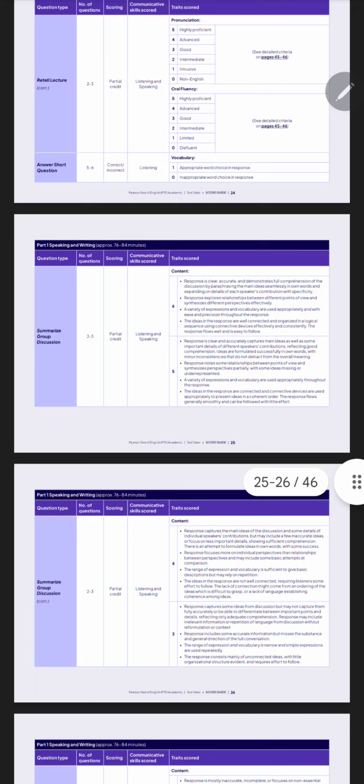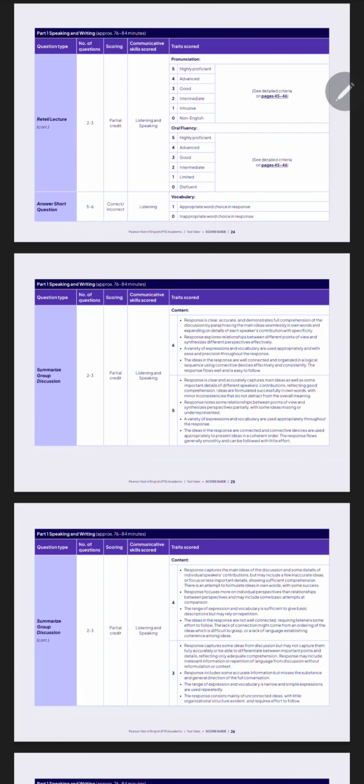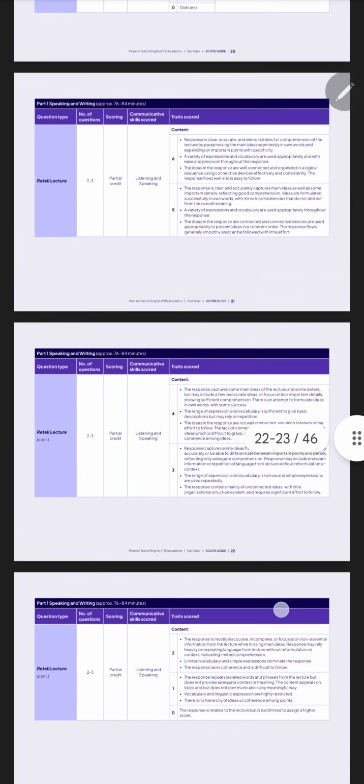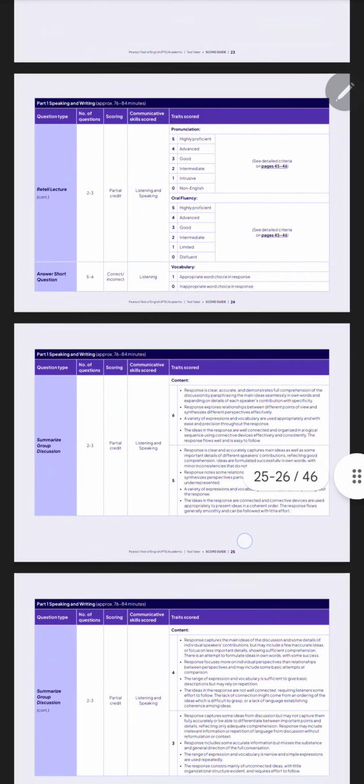Okay, I did take note on these points previously, but I still try to read aloud here. Just try for a very high score. The response is to summarize group discussion. The response needs to be clear, accurate, and demonstrate full comprehension of the discussion. Okay, so I think it's just like the criteria for the retell lecture, right?